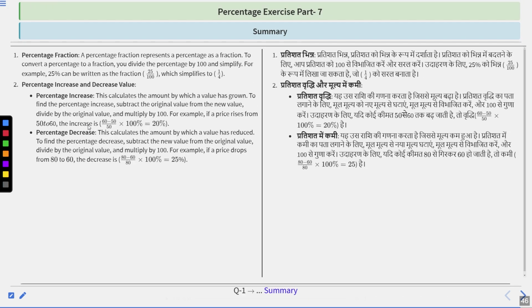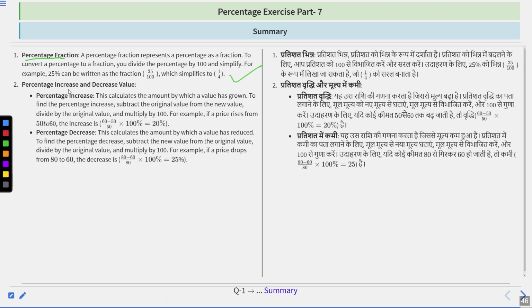Now summarizing our today's session. Percentage fraction. A percentage fraction represents a percentage as a fraction. To convert a percentage to a fraction, you divide the percentage by 100 and simplify. For example, 25% can be written as the fraction 25 upon 100, which simplifies to 1 by 4.